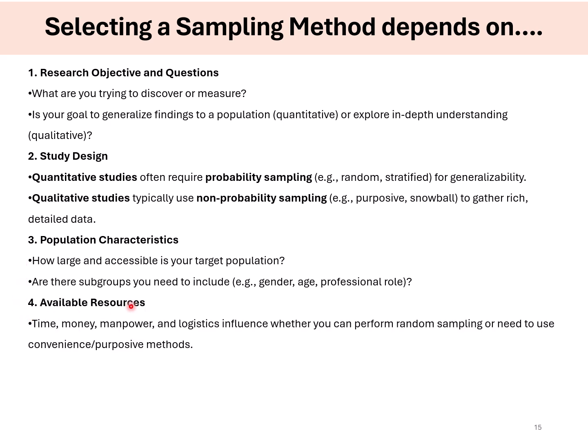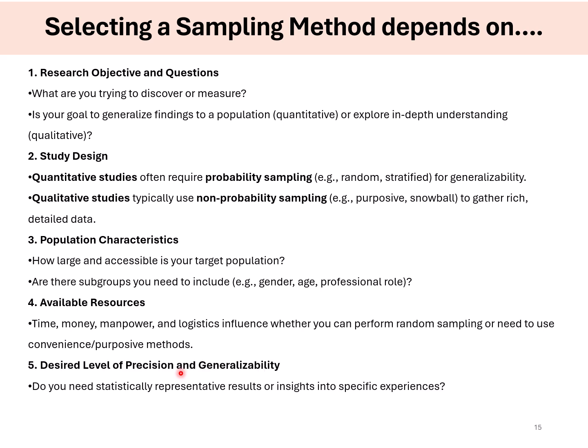Then available resources. Time, money, manpower, and logistics influence whether you can perform random sampling or need to use a convenience or purposive method. So logistics or resource availability is an important parameter.